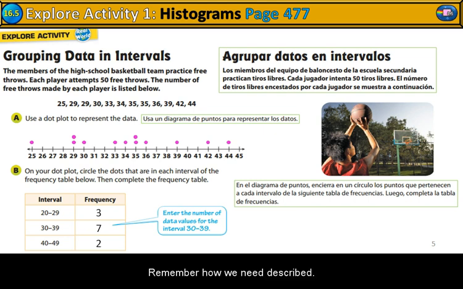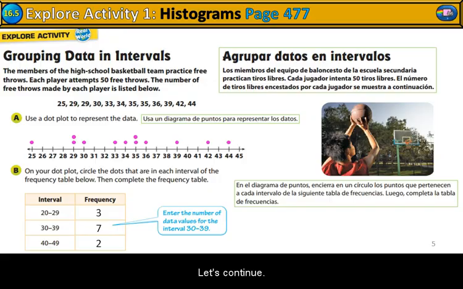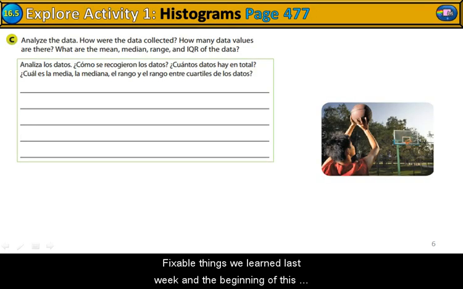Do you remember how we described dot plots with the spread of the data, the center, outliers, and gaps? Well, take a look at how spread apart these free throw attempts are. We really can't make a valid description because all the values are quite spread out. So we're going to try and create another form of diagram to help us see how well these data groups are organized.